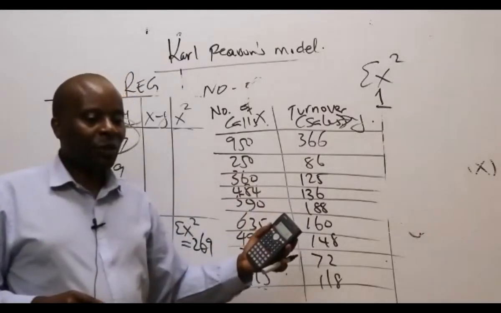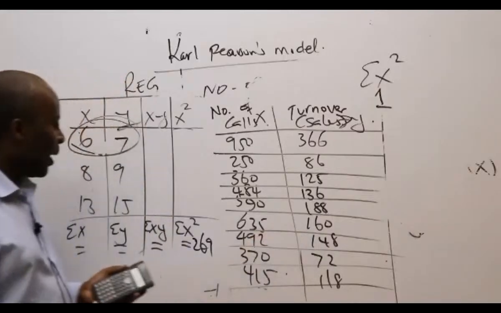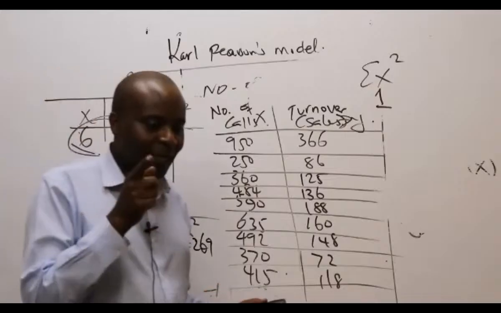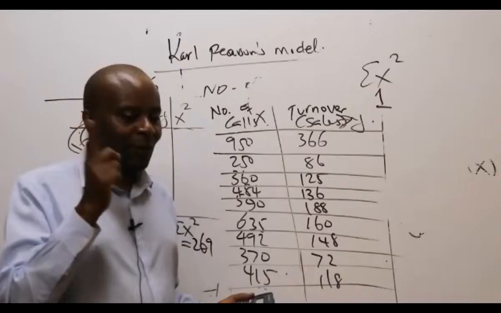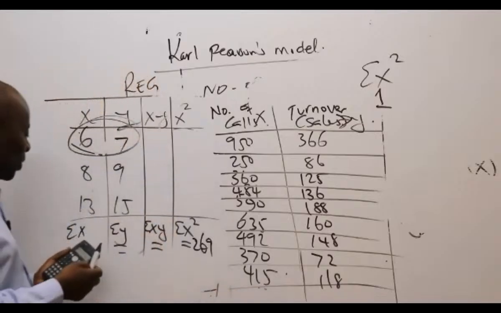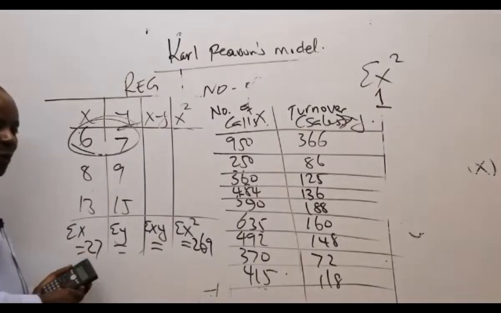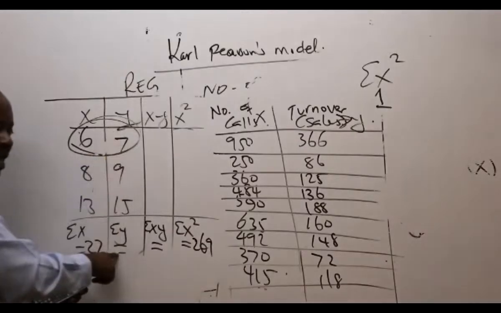James Areba tells me 27. Lillian tells me 27. John Kamau. I don't know whether this student called John Kamau is a friend of mine that I also taught very many years ago. I don't know whether it's the same or a new student. So summation of x is 27. Now, using that concept, could you kindly try evaluating summation of y for me?